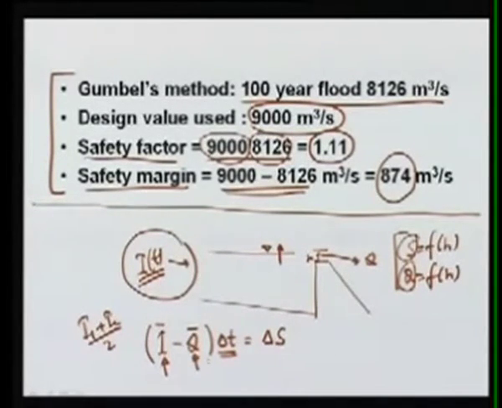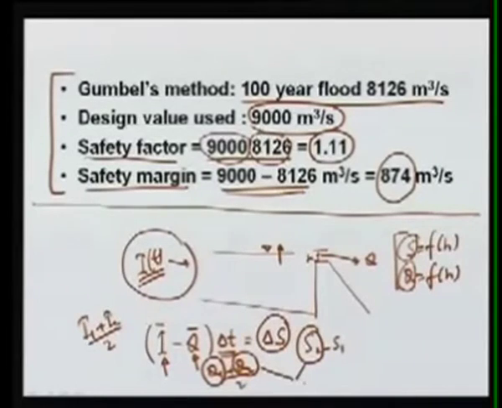Similarly, Q bar is taken as (Q1 plus Q2) by 2. Q1 is known to us at the beginning of the time step, but Q2 is not known to us. Similarly, delta S is S2 minus S1. S2 and Q2, these are the two unknowns. They are both functions of H, and our aim of the routing is to find out how Q and S and H change with time.